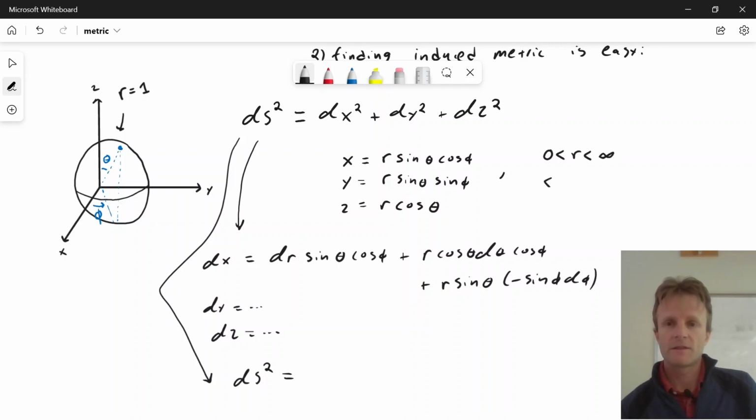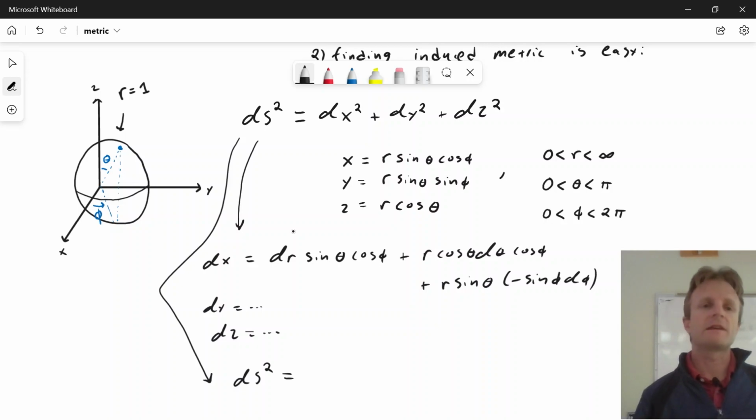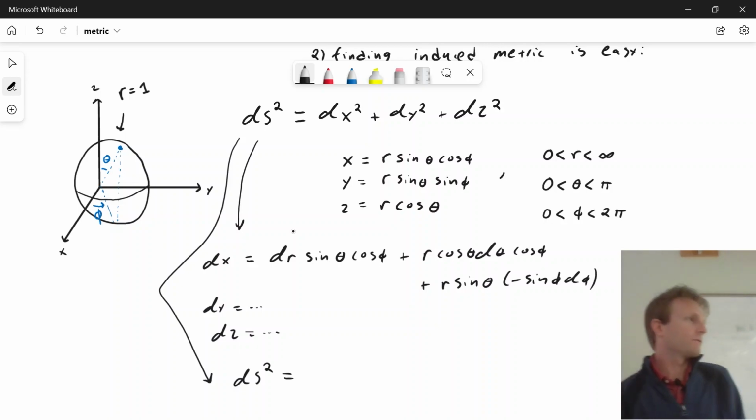We need to let theta... r equals 1 is the surface. Right now I'm just getting the metric of Euclidean space in spherical coordinates. 0 is less than theta is less than pi, and 0 is less than phi is less than 2 pi. And notice I made these all strict less thans. There are just points that are not covered by these coordinates.